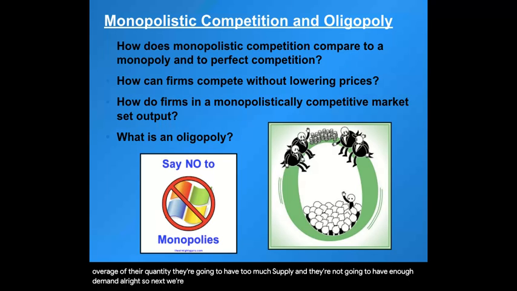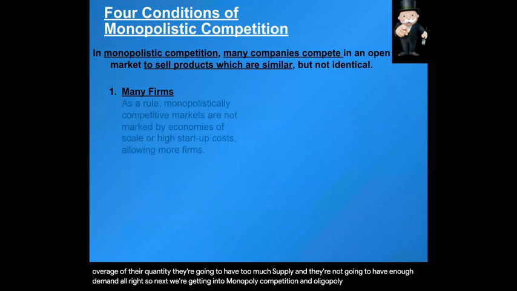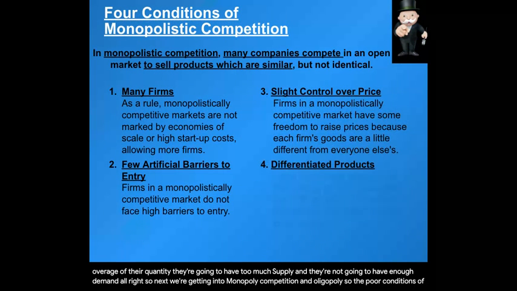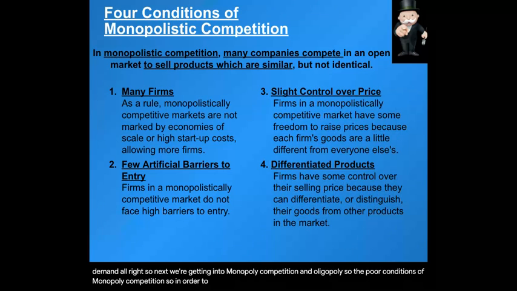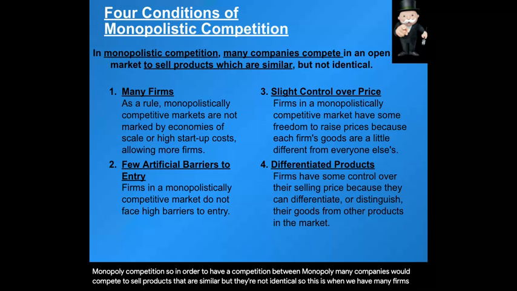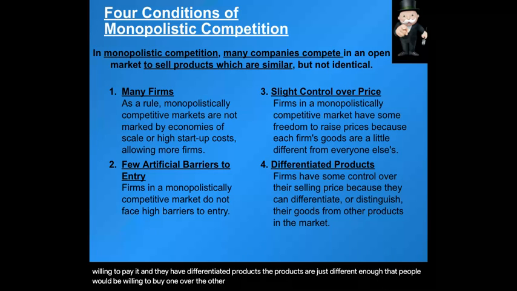All right, so next we're getting into monopolistic competition and oligopoly. So the four conditions of monopolistic competition. In order to have competition between monopolies, many companies would compete to sell products that are similar, but not identical. So this is when we have many firms. There are few barriers to entry. There is slight control over the price because people are willing to pay it, and they have differentiated products. So the products are just different enough that people would be willing to buy one over the other.